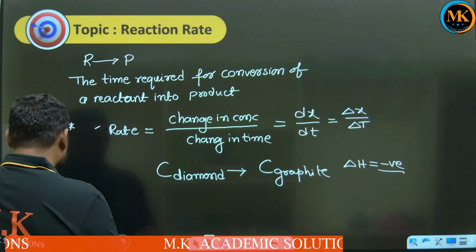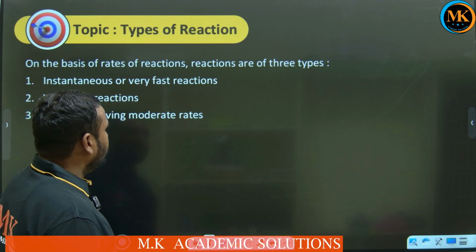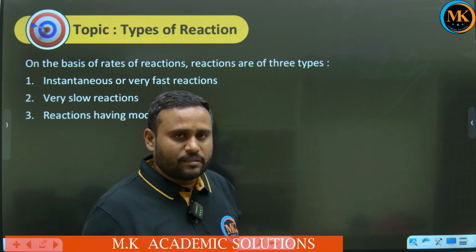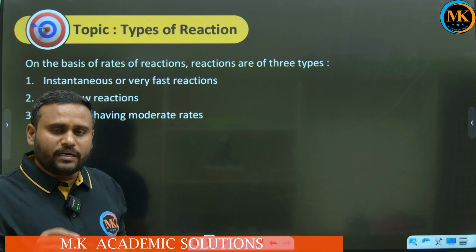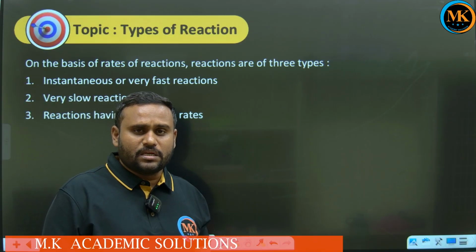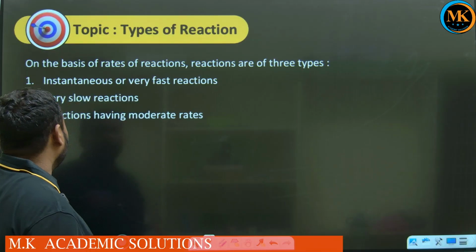Okay, next let us see the types of reactions based on the speed or the rate. There are mainly three types of reactions based on the rate or speed. Okay, so what are they?